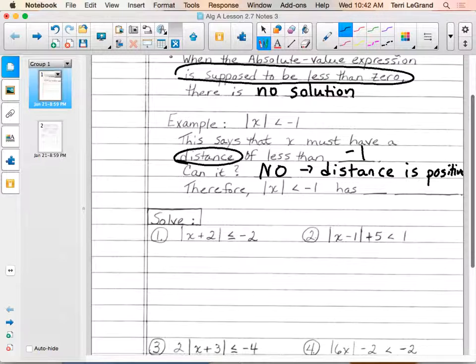We don't back down the street and say we went a negative distance. We don't say if you're going south of town, you go a negative distance. If you go north, you go a positive distance.